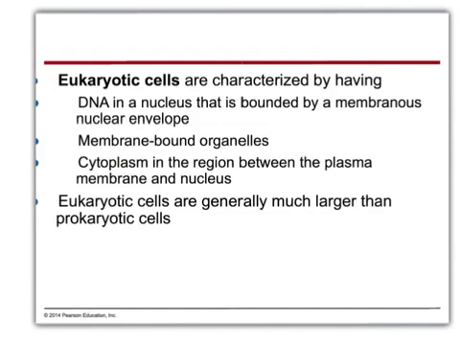Eukaryotic cells. The DNA is enclosed in a membrane-bound nucleus, with a nuclear envelope. They have membrane-bound organelles, and the cytoplasm is the region between the nucleus and the plasma membrane. In general, eukaryotic cells are much larger than prokaryotic cells because they have a lot more function. They have to do more things. Questions on prokaryotic versus eukaryotic cells?